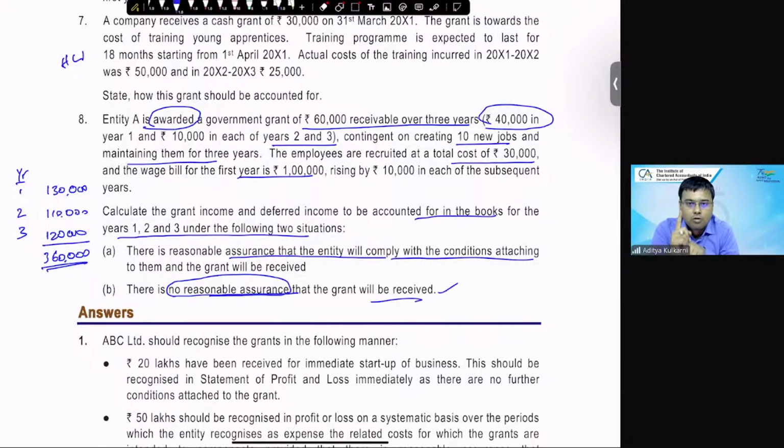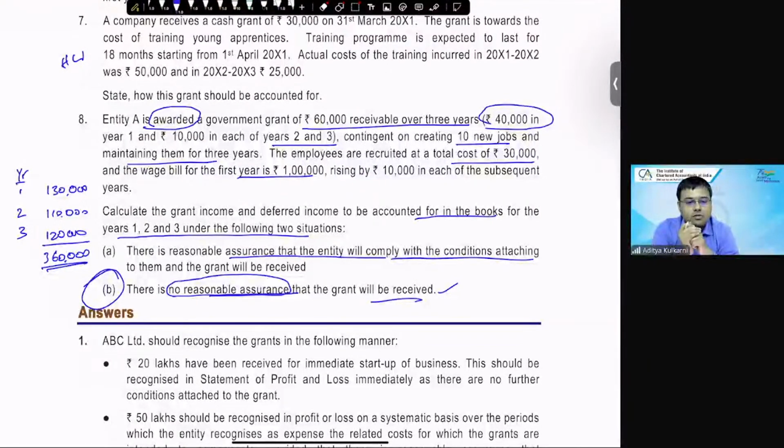Yes. Tell me, everyone. Part B, I got a grant of 60,000. But out of 60, 40 I got in the first year. 10,000 in second year, 10,000 in third year will depend on fulfilling the conditions. Today in year 1, I don't know whether I will fulfill the conditions in year 2 and year 3. So the amortization of income, should it be based on 40,000 rupees or should it be based on 60,000 rupees for this case?